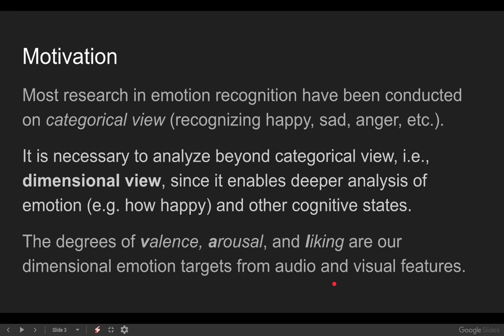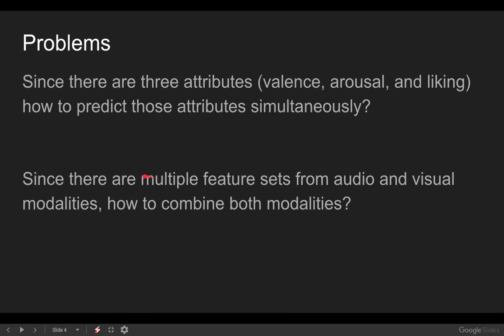So what's the problem? There are two problems here. First, since there are three attributes, valence, arousal, and liking, the first problem is how to predict those three attributes simultaneously. The second problem is that there are multiple results from different feature sets from two modalities, acoustic and visual, so the second problem is how to combine those results from different feature sets from both modalities, audio and visual.